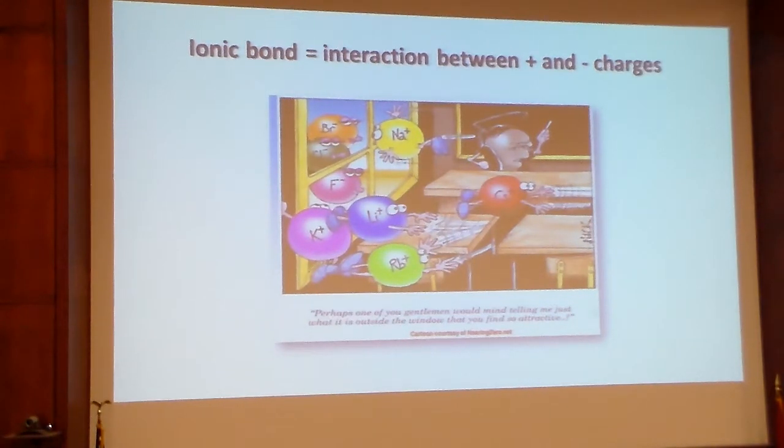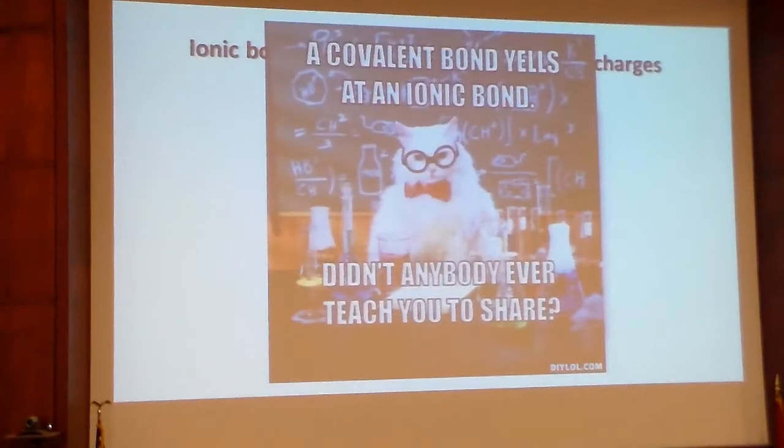Yeah, ionic bond is an interaction between positive charge and negative charge. When it's group number 1, lithium, sodium, potassium, rubidium, cesium, they become charged. And group 7 is outside, looks like a hot girl. So they bond to each other, they attract each other. So that's how ionic bond occurs. And then covalent bond is different from ionic bond. Didn't anybody ever teach you to share? Share the bonds, right? So chemistry is not that hard to understand.